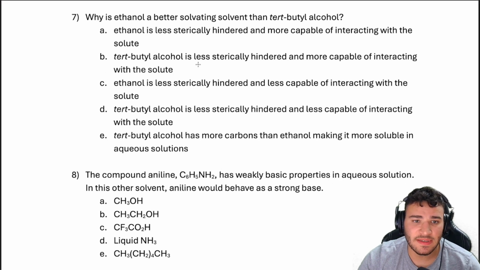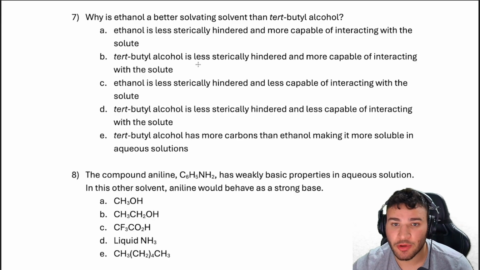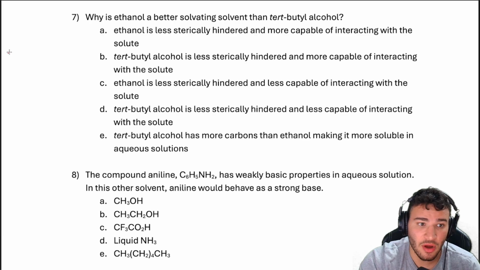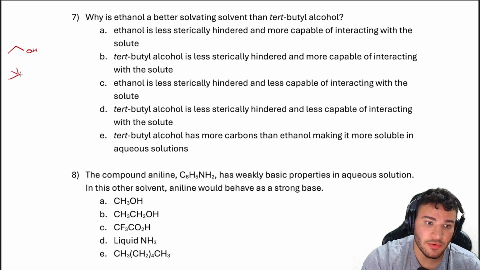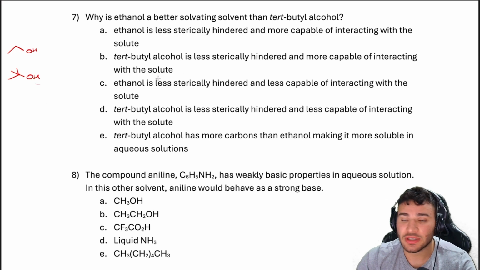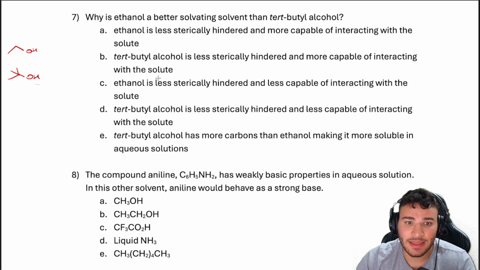Question 7 says, why is ethanol a better solvating solvent than tert-butyl alcohol? Now, there are some properties, even though they're both alcohols, meaning that we both have H attached to the oxygen, that might be different between ethanol and tert-butyl alcohol. Now, what I want you to do is let's draw this out, right? Ethanol looks something like this, and tert-butyl looks something like this, right? And so maybe the structure of ethanol and tert-butyl alcohol can help us differentiate why the properties of the two might be different. Now, A says that ethanol is less sterically hindered and more capable of interacting with a solute.